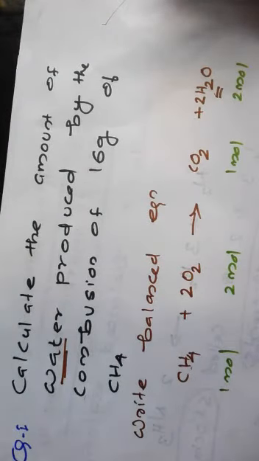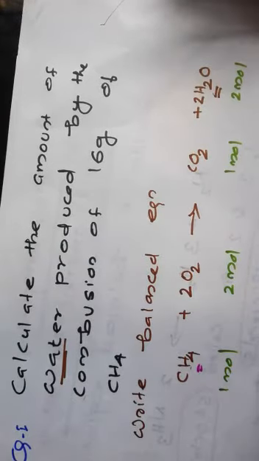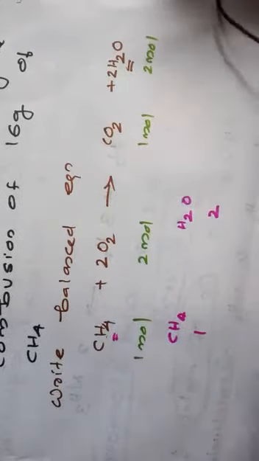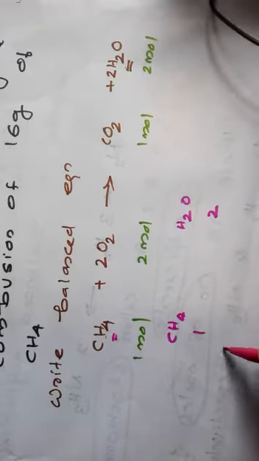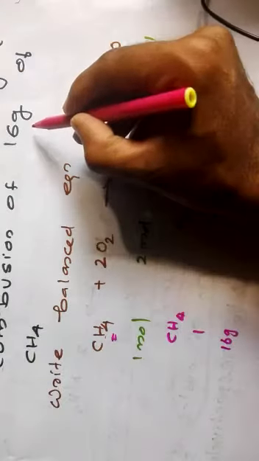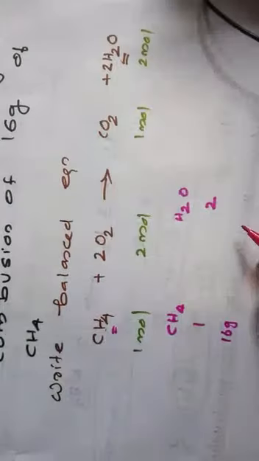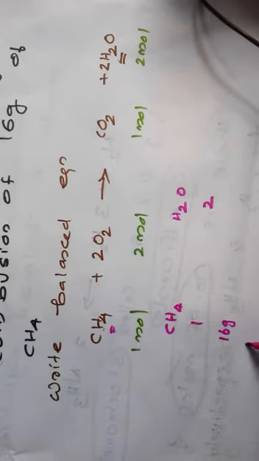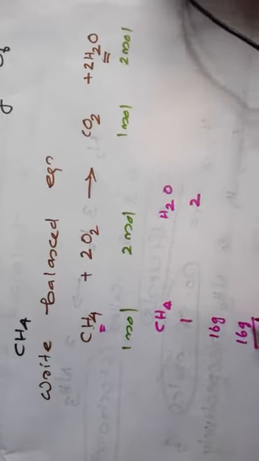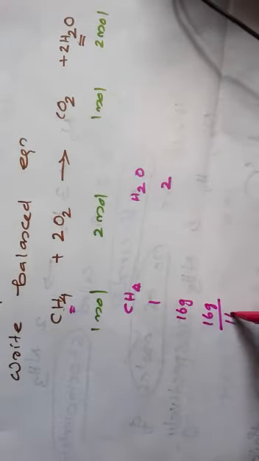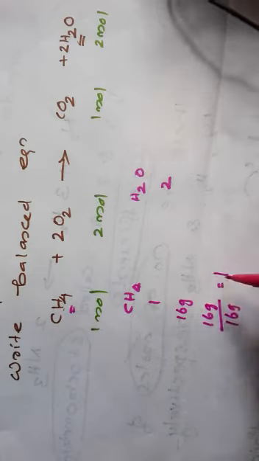Now what is our calculation? Water and methane. Please take methane and water separately. Here 1 mole, here 2 mole. Now you have been given 16 gram of methane in the question. How many moles is it? 16 gram divided by molar mass 16 gram is also 1 mole.